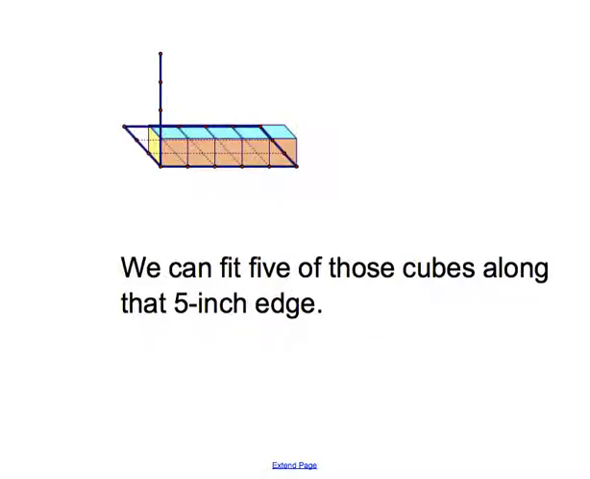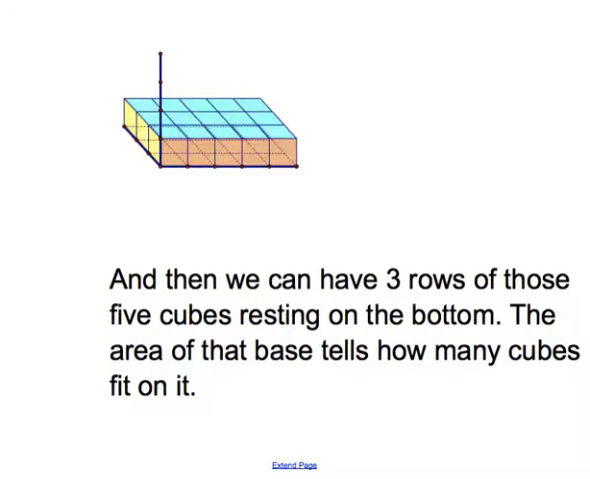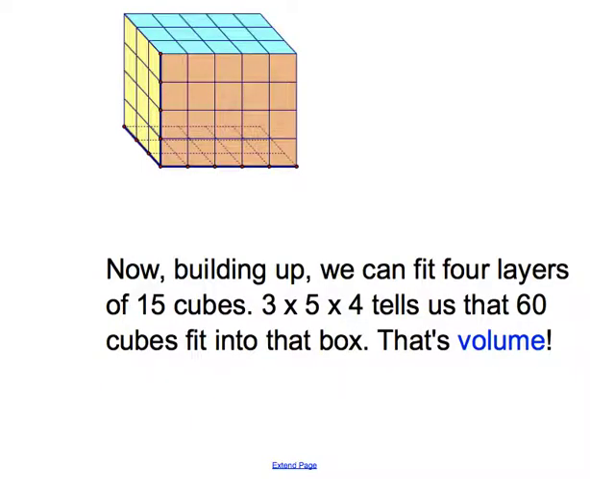I can fit 5 of those cubes along the 5-inch edge. And then we can have 3 rows of those 5 cubes resting on the bottom. The area of that base, that 3 by 5 rectangle on the bottom, tells how many cubes fit on it. Now, building up, I can fit 4 layers of 15 cubes. 3 times 5 times 4 tells us that 60 cubes fit into that box. That's volume.